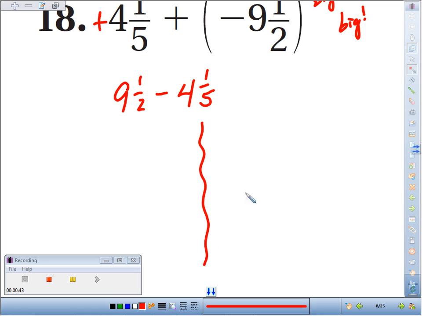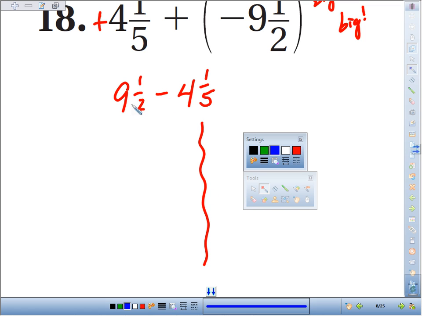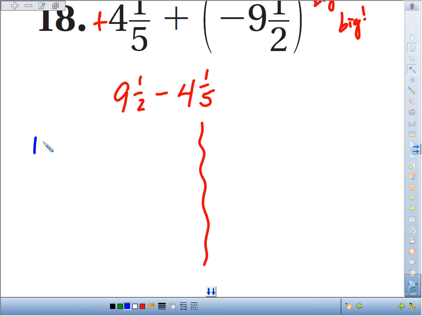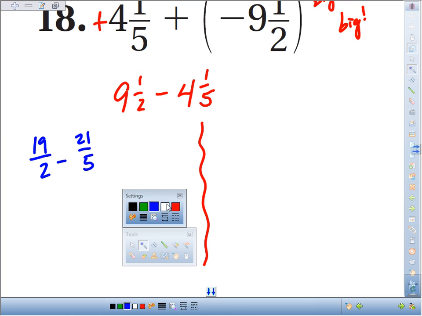Let me break it down here. Some people might want to make improper fractions. So we'd have 9 times 2 is 18, plus 1 makes 19. So I'd have 19 halves minus 4 times 5 is 20, plus 1 makes 21 fifths. Of course, you can't add or subtract fractions unless you have a common denominator. Least common multiple between 2 and 5 is 10.